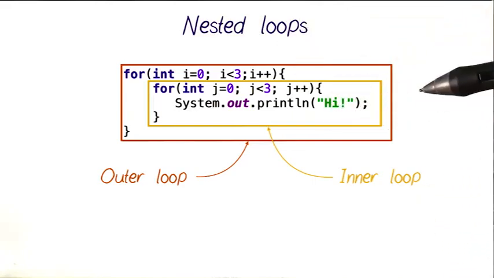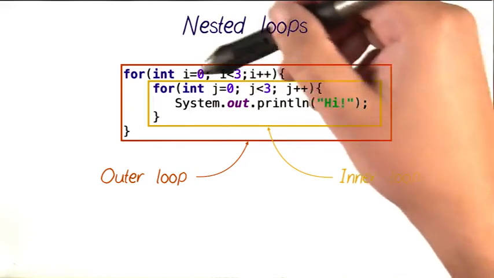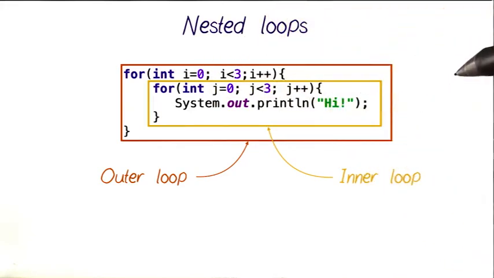That's why this message would be printed out 9 times in total. But let's trace this program step by step and watch our variables i and j change as we go.